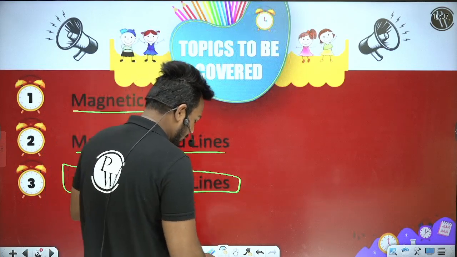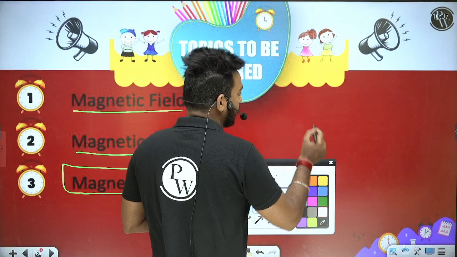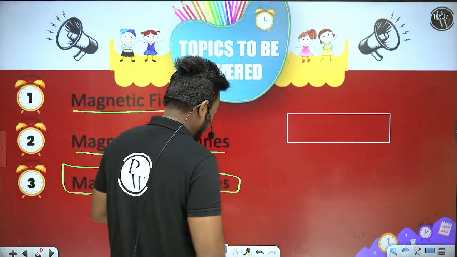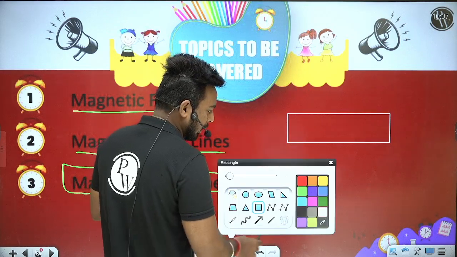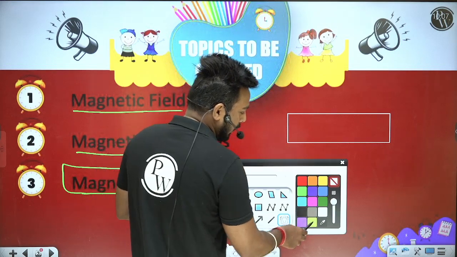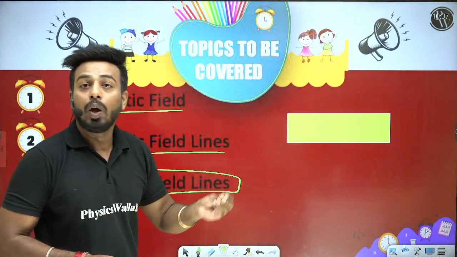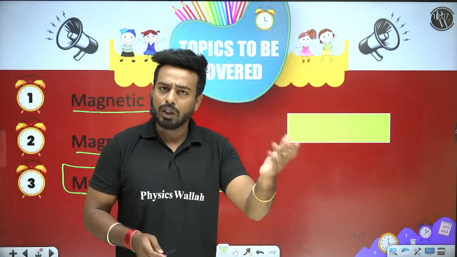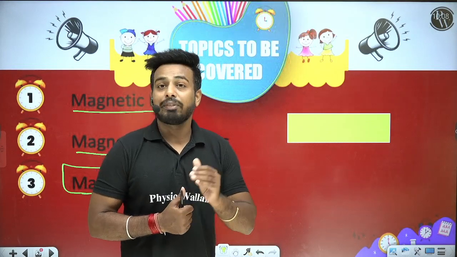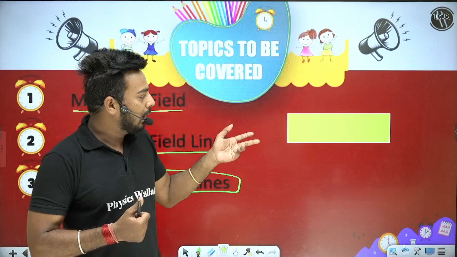What is a magnet? A magnet is a material which attracts magnetic things. Sometimes it attracts cobalt, sometimes it attracts ferrous materials, and so on. In other words, sometimes it shows the phenomenon of attraction, sometimes repulsion, depending on the condition. And now, this is a bar magnet.